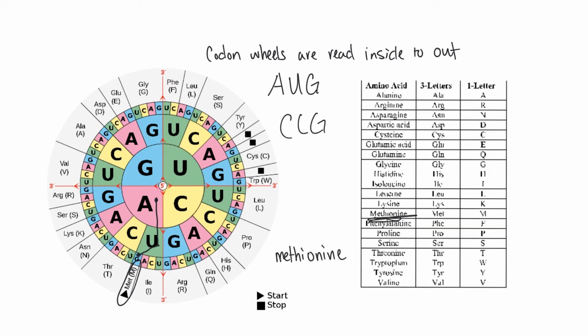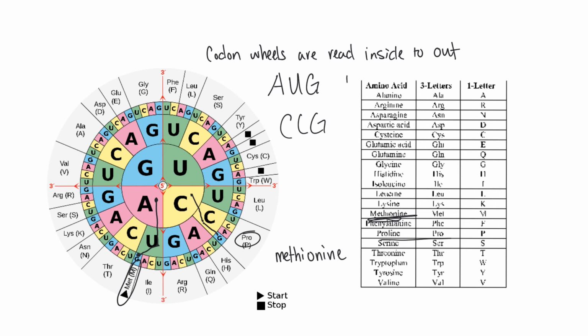If we did a second example here, let's do C-C-G. Then we start in C, we proceed to the C, and then we go out to the G, and that tells us that it is PRO, which is proline. So in my mind, it's much easier to use this codon wheel because it's just inside out. You don't need to pay attention to rows and columns, but both work.